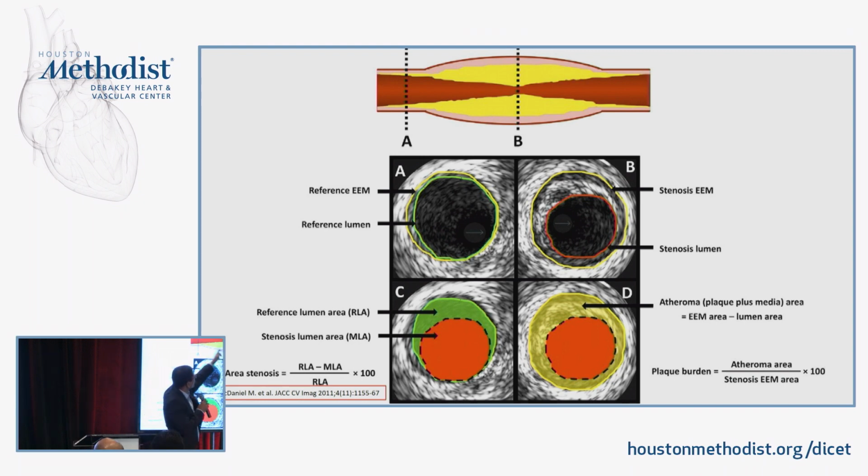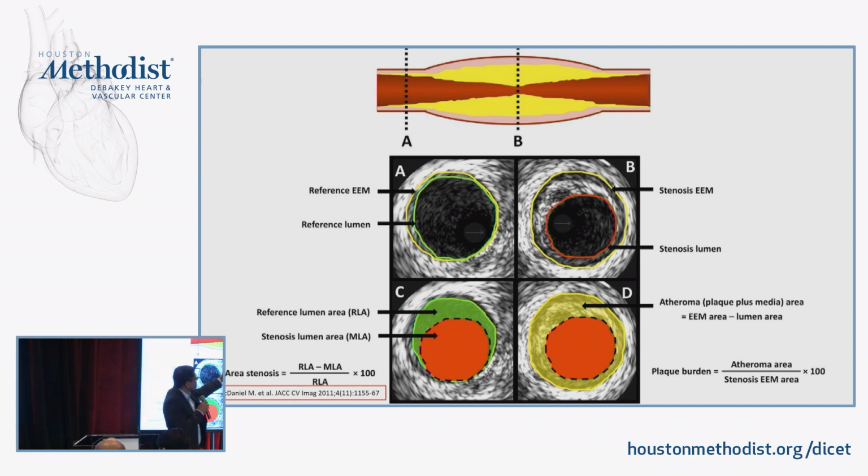And then you draw it to your IVUS image down to the area of maximum stenosis, which is the lumen area drawn in red. So green minus red divided by the green multiplied by 100 will give you percent stenosis.